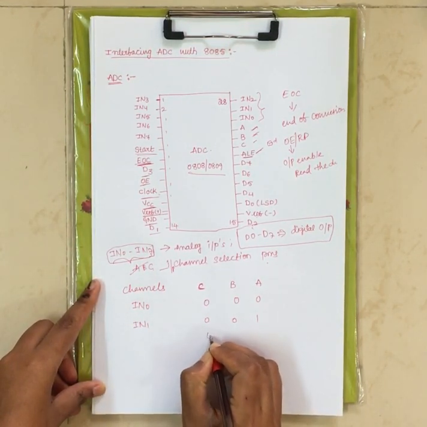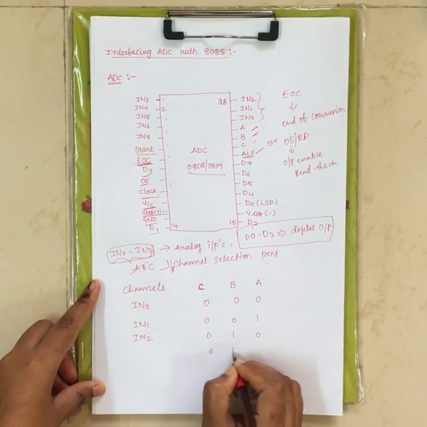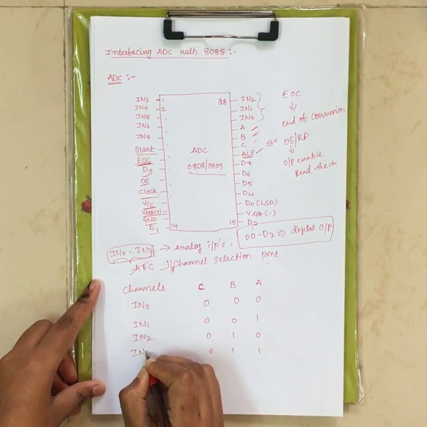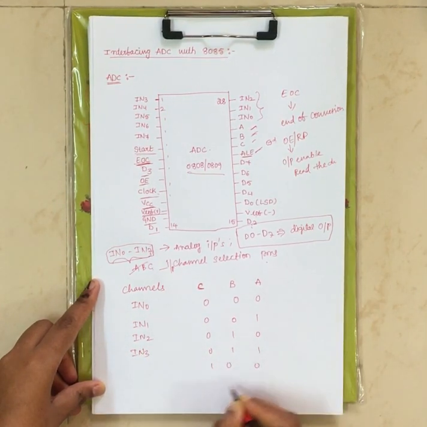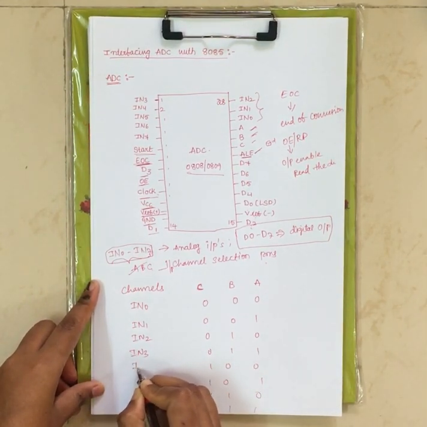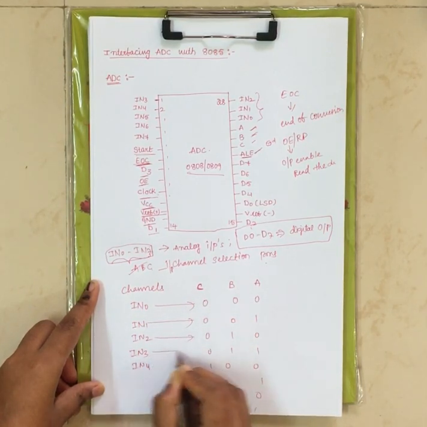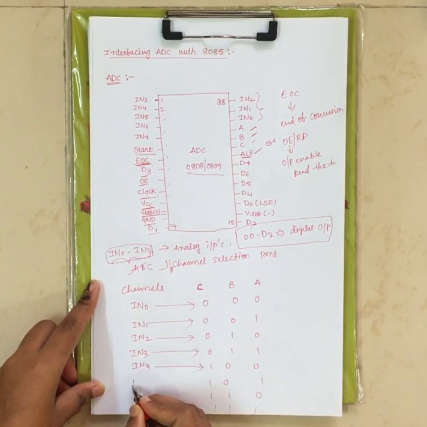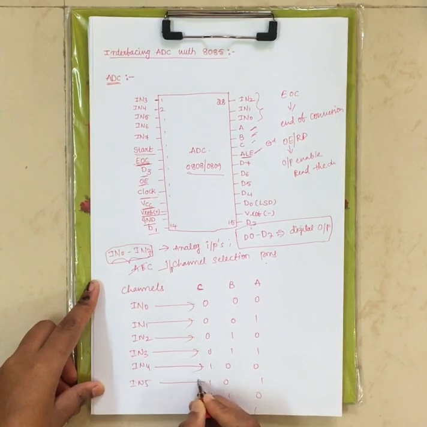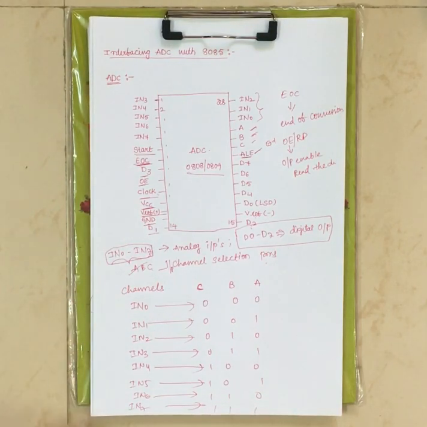IN1 is selected. For 010, IN2 is selected. For 011, IN3 is selected. And for 100, 101, 110 and 111, right? Now for 100, IN4 is selected. Now IN5 is selected for 101, and IN6 is selected for 110, and IN7 is selected for 111.